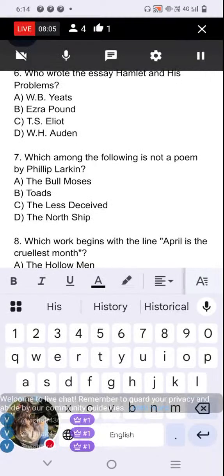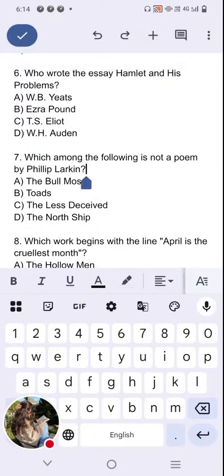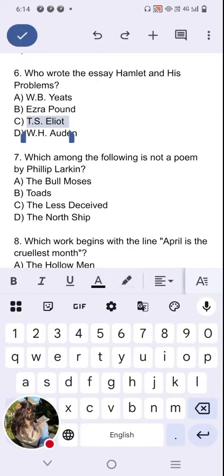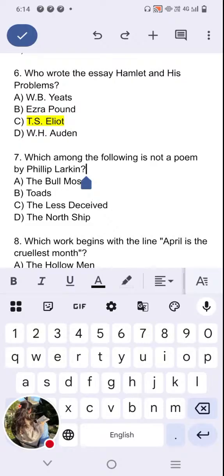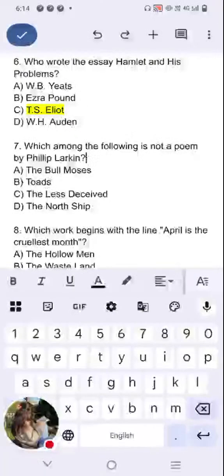So who do you think has written this work, Hamlet and His Problems? The right answer is option C, T.S. Eliot. And it is in this work that he calls Hamlet an artistic failure. And it is in this essay that he also coins the term objective correlative. Okay, this is just additional information that I want to point out, so you never know how the questions are getting framed.